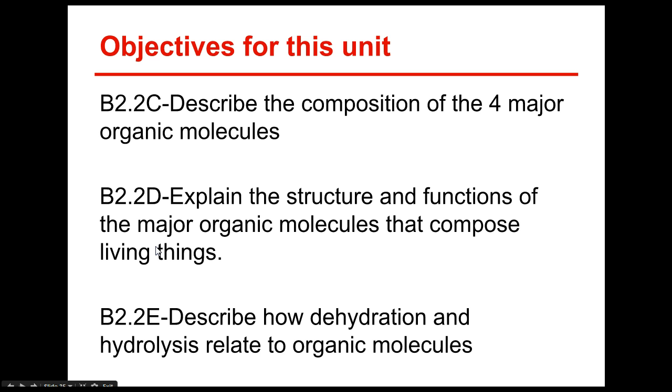We're going to start with objectives for the unit. You guys do not need to write these down, just so you know some of the goals, the things that we're hoping to do by the end of the unit. First, we want to be able to describe the composition of 4 major organic macromolecules. Also, we need to explain their structure and function. The last one on this page, we're going to describe how they come apart and are built up through processes called dehydration synthesis and hydrolysis.